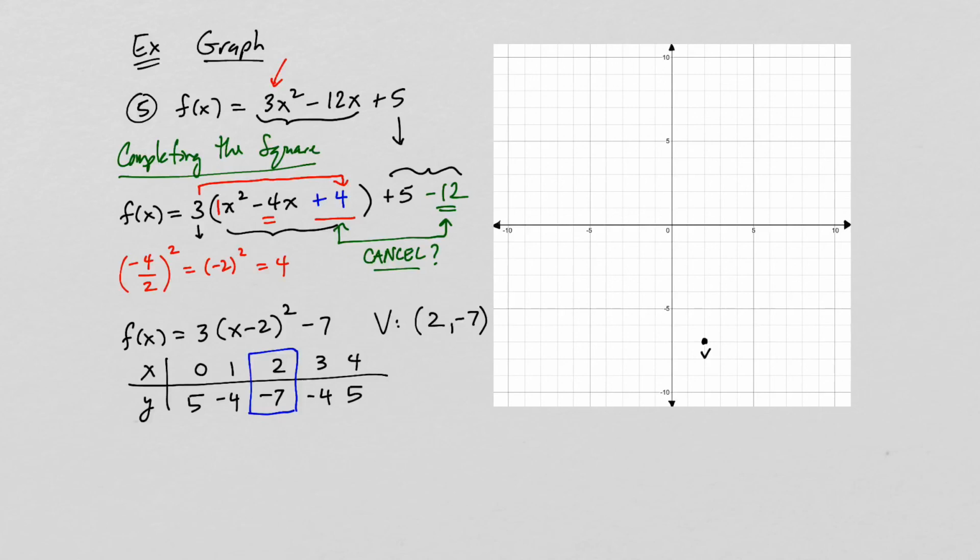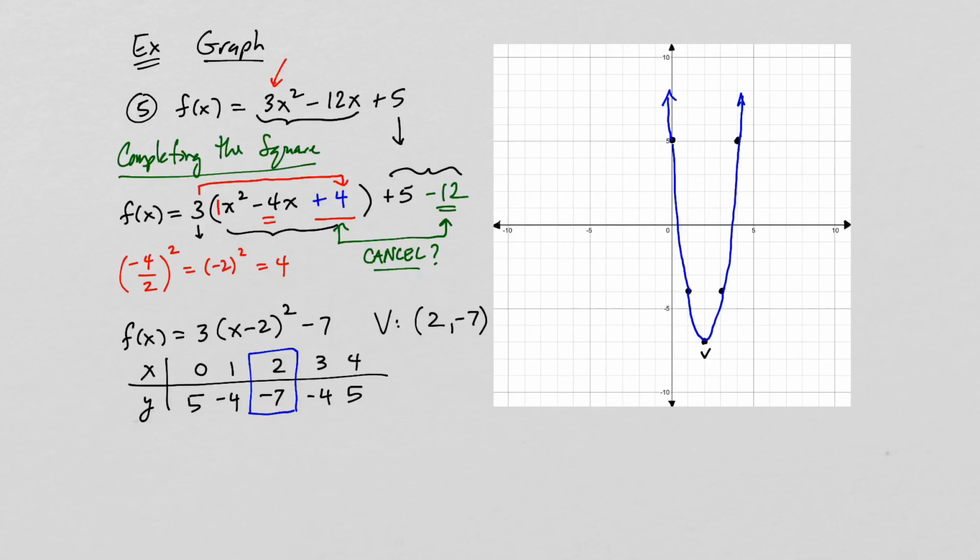And so once we have these points, we can go ahead and graph. So 0, 5 is here, 1, negative 4 is here, 3, negative 4 here, and 4, 5 is up here. And here is our parabola. It's a really tall, kind of thin parabola.